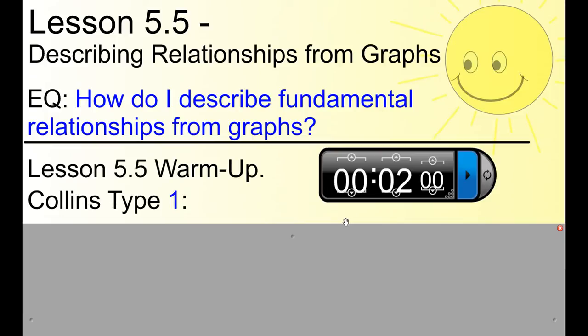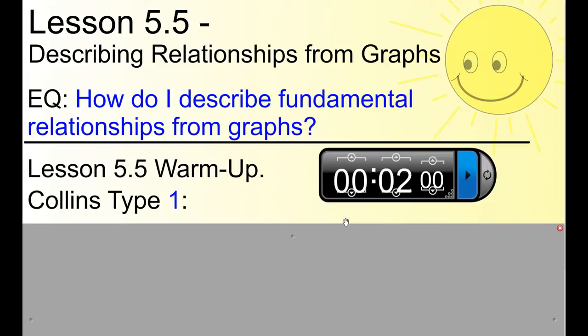This is the last lesson of this module on functions. So make sure you have the normal stuff done: notebook, your center question, your warm-ups, your homeworks, all that stuff is ready, good to go for our test coming up here shortly. This lesson will be describing relationships from graphs. The center question says, how do I describe fundamental relationships from graphs? And fundamental means like the basics of the graphs.